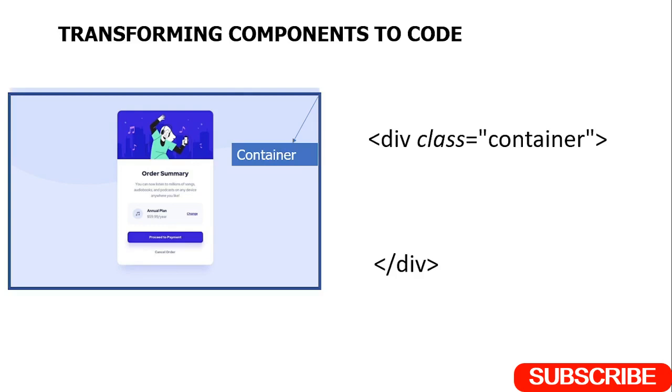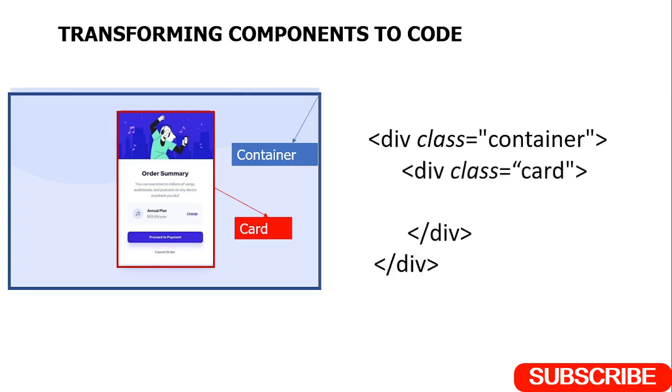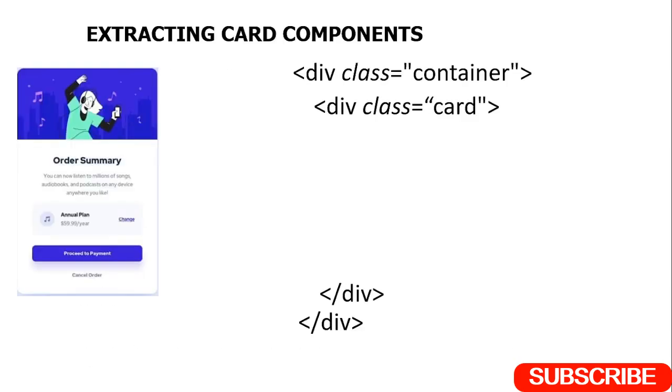It is our container holding the card. And then inside the container, we have the card, and in the code it will look something like this. Inside the div with class container, we are going to write another div and give it the name card. So if we continue, right now we have the card inside the container, and the code looks like that.